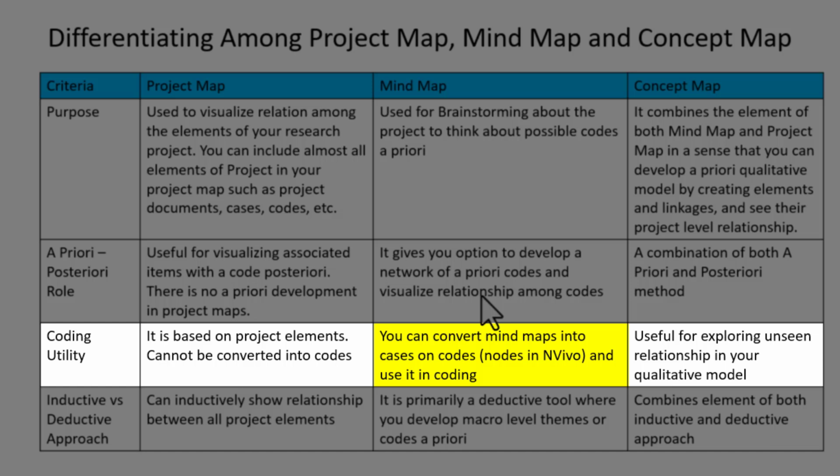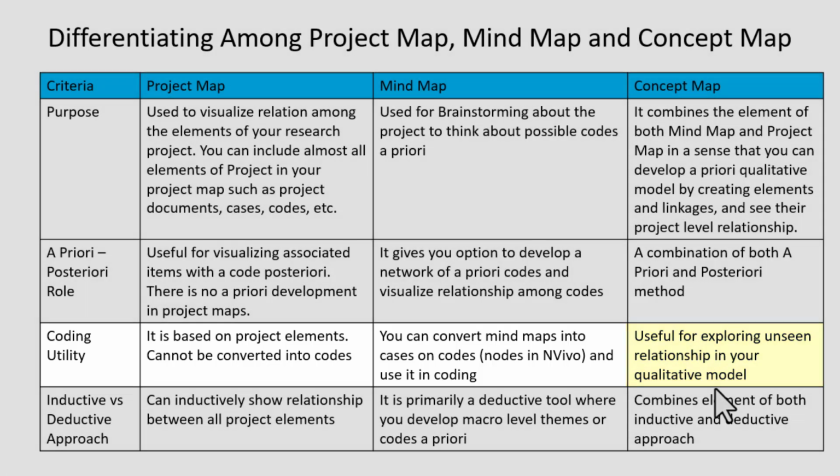So basically in the case of mind maps, you are writing labels, you are generating labels, you are developing linkage between the labels. And an additional facility that you have here is that you can convert these labels into codes, and when you actually code, you can just use these labels. You need not create labels during the coding process. And what is the coding utility of concept maps? It may help you in generating new codes because you are hypothesizing maybe an unexplored arena by bringing new elements, so that will basically give rise to new codes.